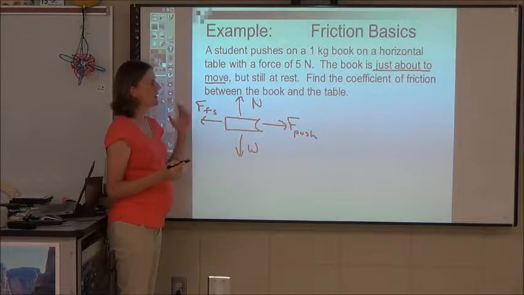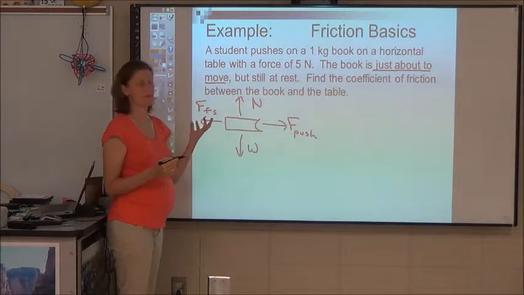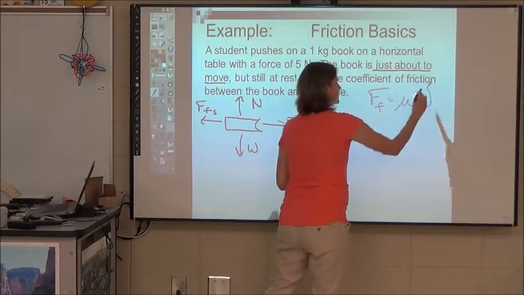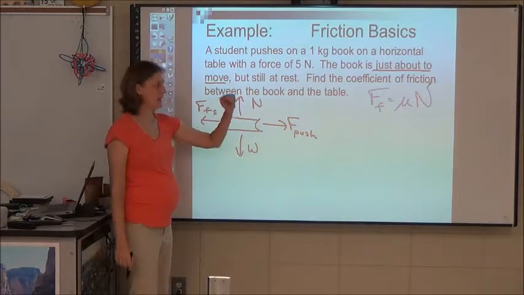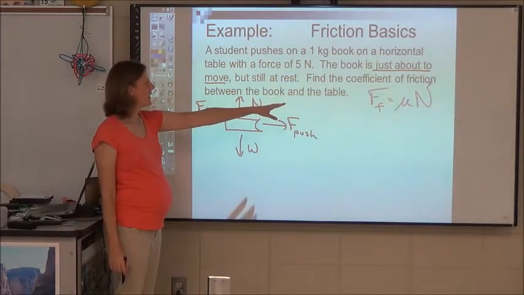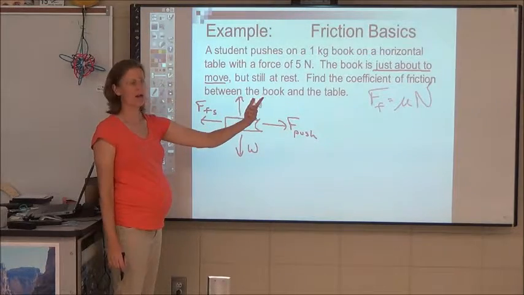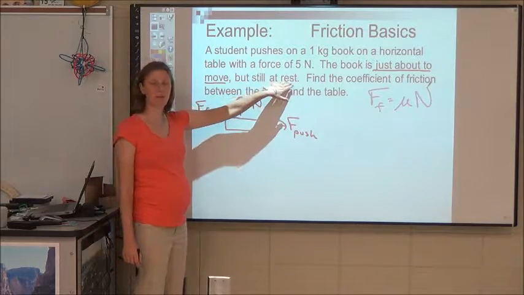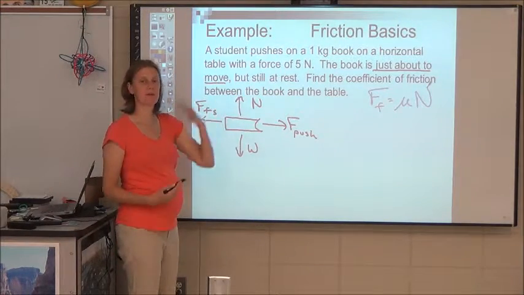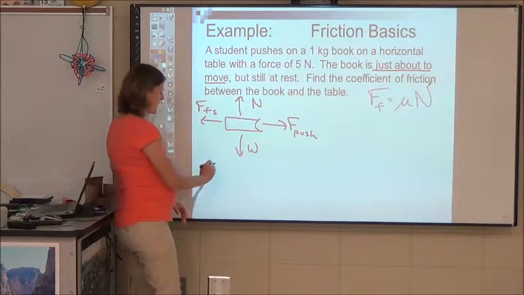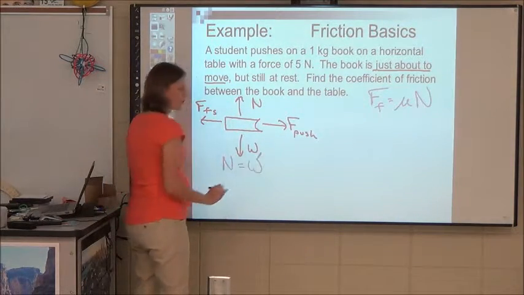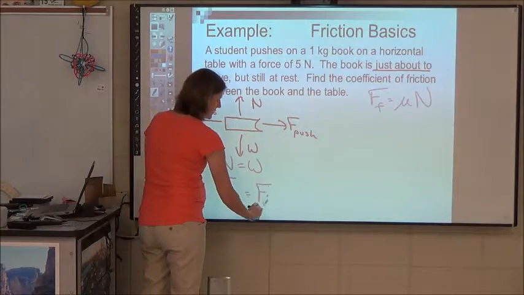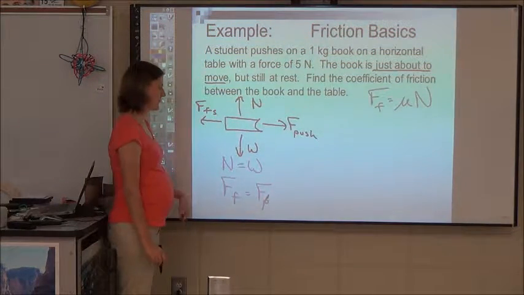Coefficient of friction. Well, that automatically makes me think of the friction formula. And I can't get that until I know the force of friction and the normal force. But I've got a good free body diagram. I know that this book is still at rest, so I know forces are balanced. I know ups equal downs, lefts equal rights. So I know the normal equals the weight, and I know friction equals the push force.